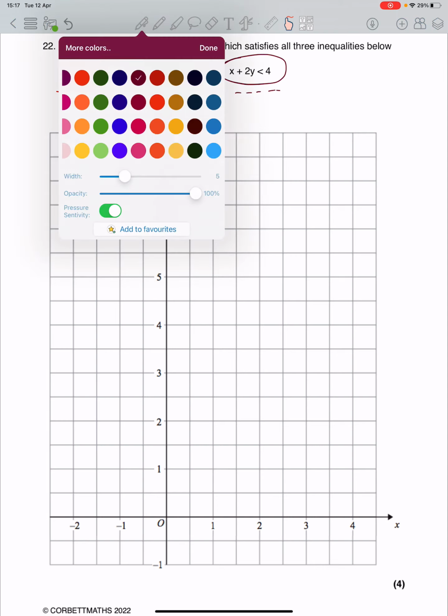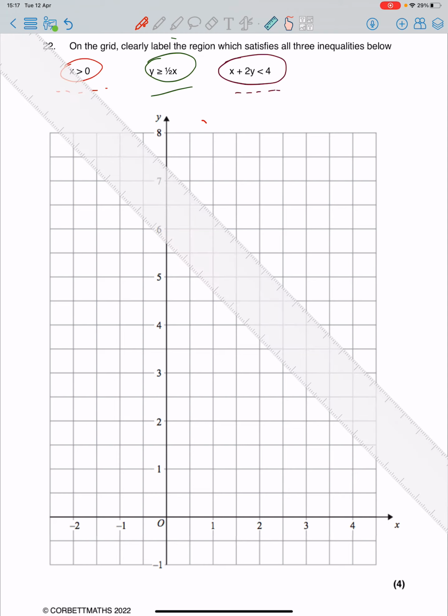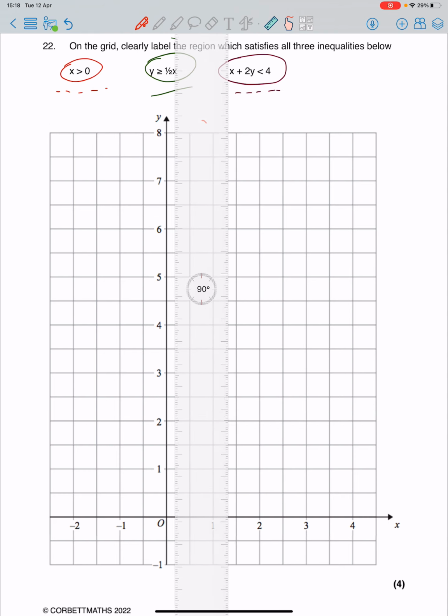Right, let's start with the red one first. Is that red? That's not red, is it? That's close enough. Okay, so x is greater than 0. Let's draw the line x equals 0, which is actually going to be the y-axis. So I'm going to draw that. Let's get that ruler close. Let's do it like this. I think that's fine, but let's just go overkill because I like to do that.